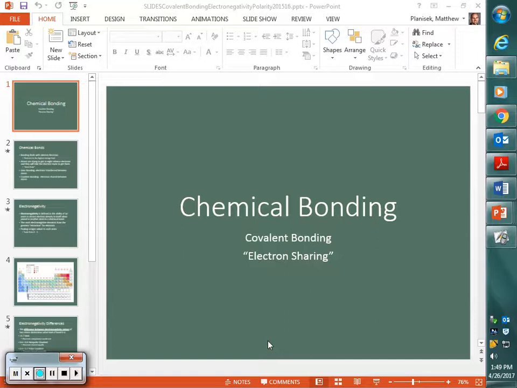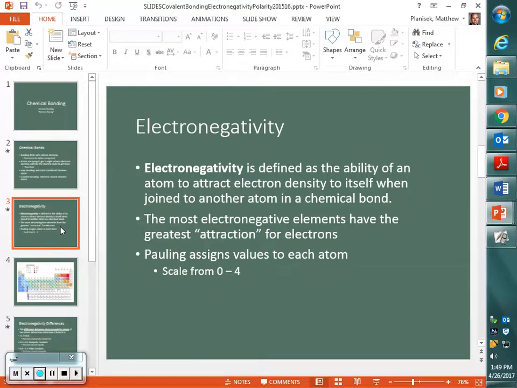All right, so how are they different? What's the difference between ionic bonding and covalent bonding? Ionic bonding is transferring electrons, covalent bonding is sharing electrons. Okay? So, yesterday we introduced the concept of electronegativity. And we said electronegativity is basically a measure of how strongly an atom will attract electrons or gain electrons.